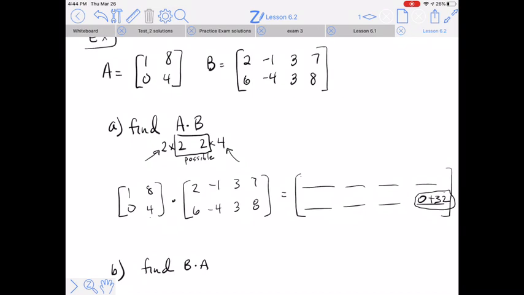Just to illustrate my point, I'm going to skip around. This entry is row 1, but column 2, so I need row 1 and column 2. I take the first entry in row 1 and the first entry in column 2. 1 times negative 1 is negative 1. Now I take the second entry of row 1 and the second entry of column 2. 8 times negative 4 is negative 32.